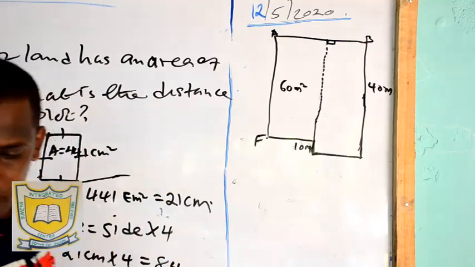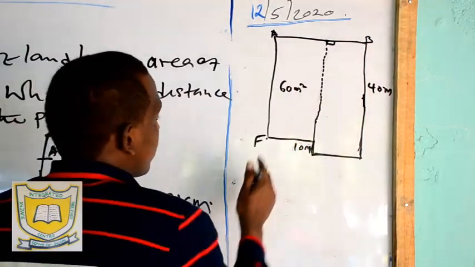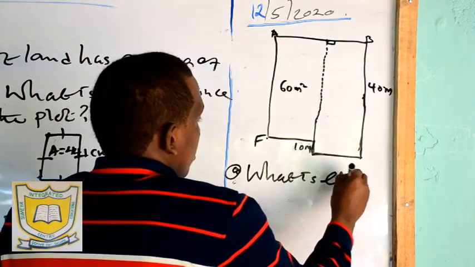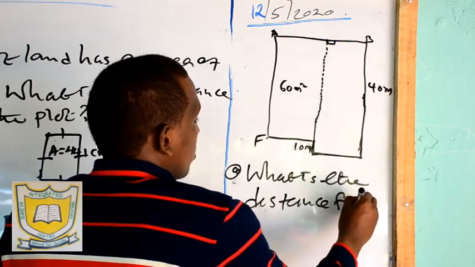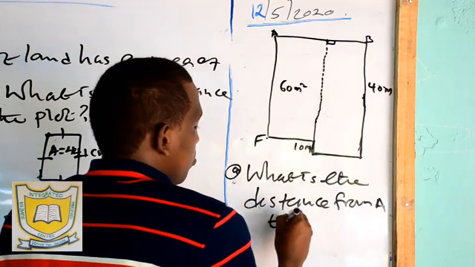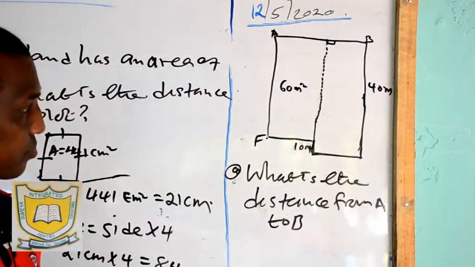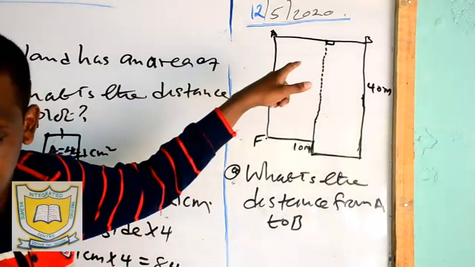So they said, what is the distance from A to B? That's what they are asking. So how do we get the distance from A to B?